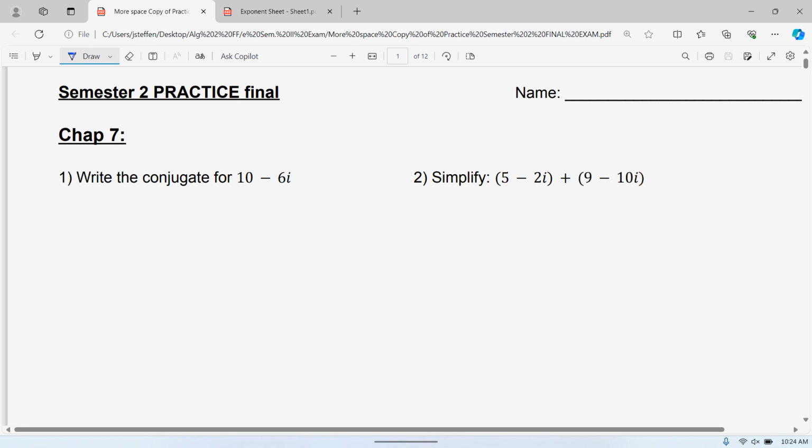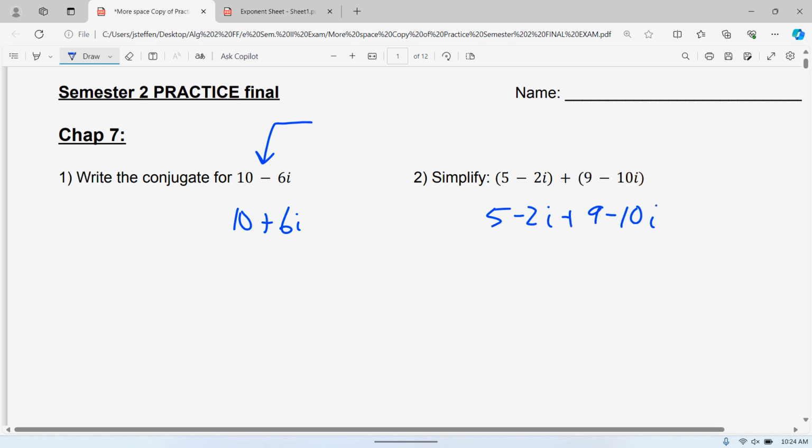What's the conjugate? Minus i. So remember, conjugate, everything stays the same except for that sign changes to its opposite. So it should be 10 plus 6i. Don't make that harder than it is. Simplifying, when it's plus, you don't really need your parentheses.